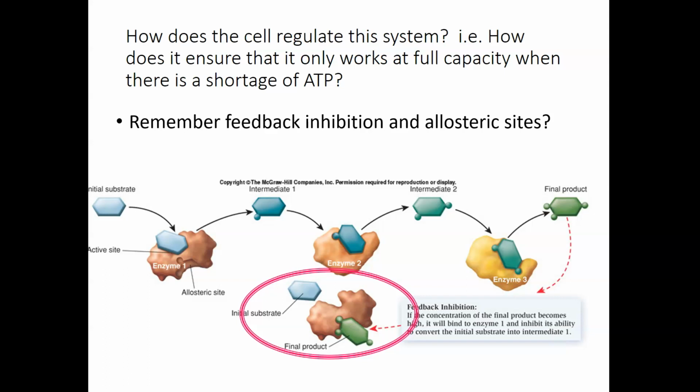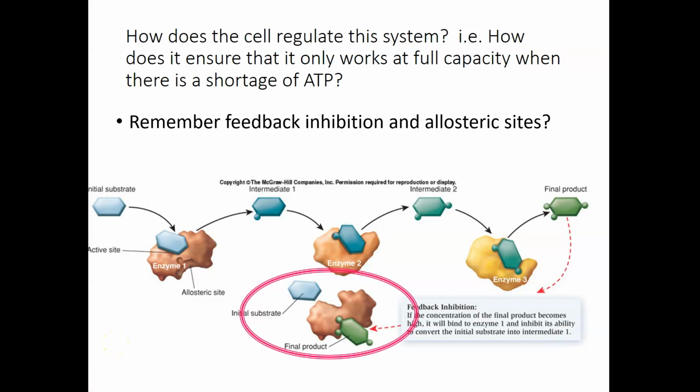So I want you to pause the video here for a second and answer on the Ed puzzle. How do you think we can ensure that we are not going to constantly be going through these processes if the energy is not needed? What do you think might be an appropriate inhibitor of these pathways?